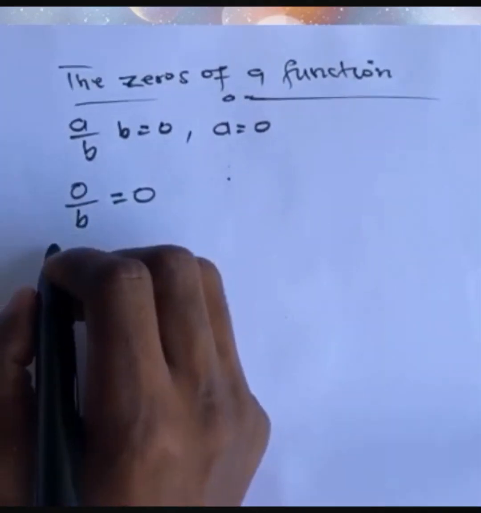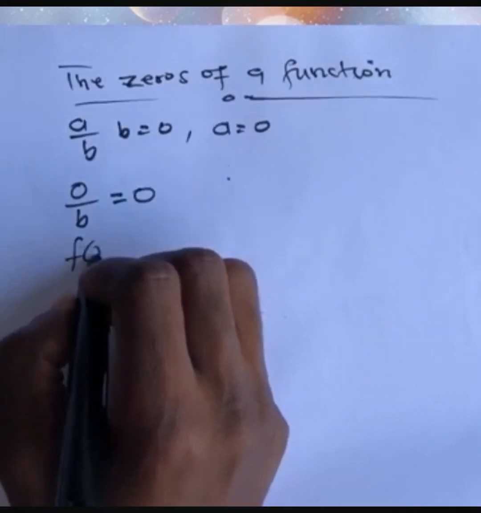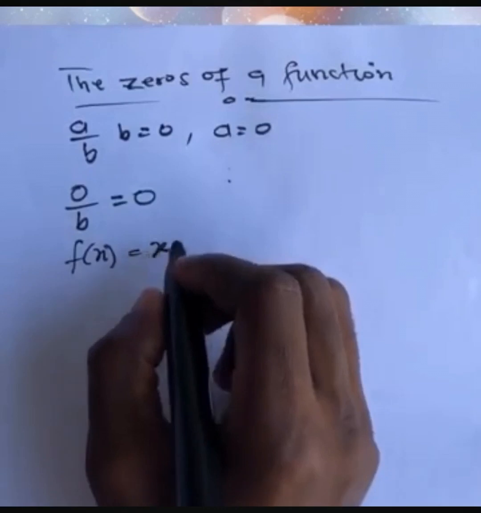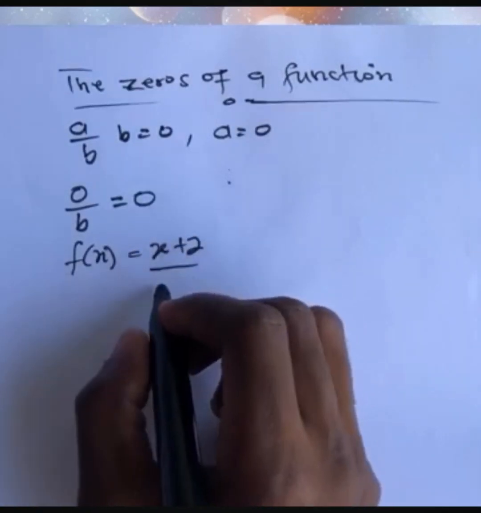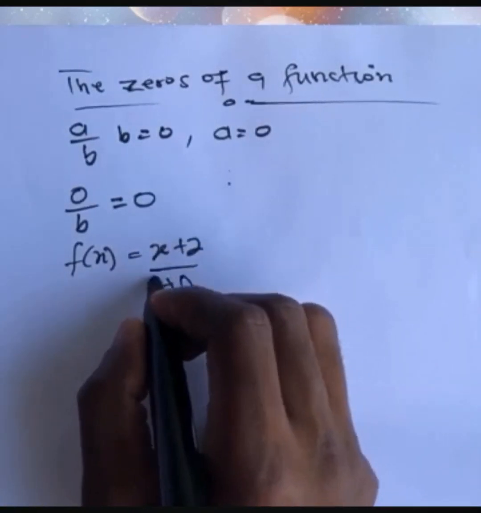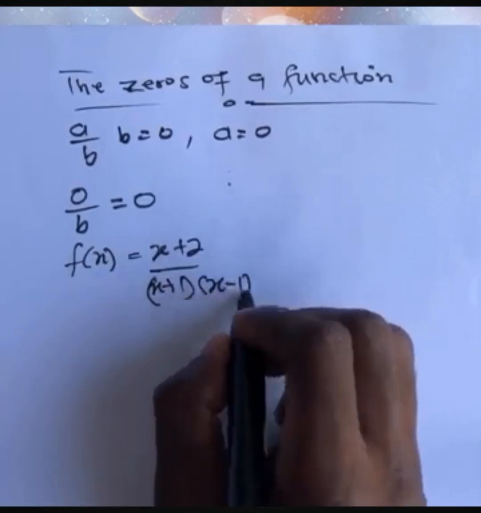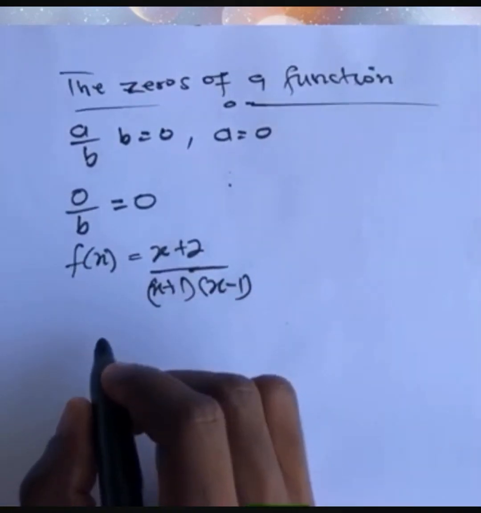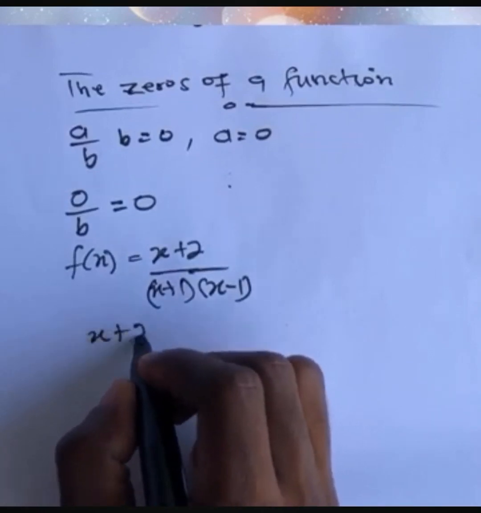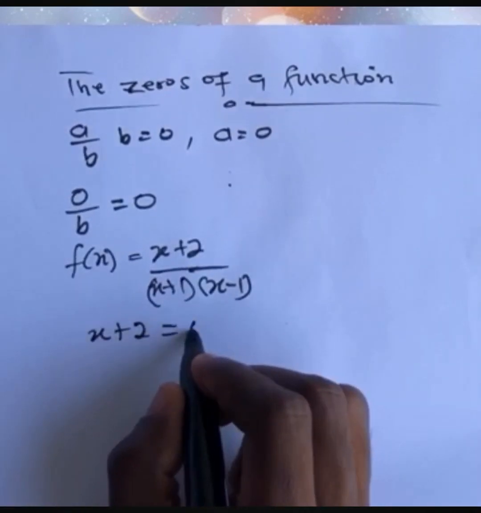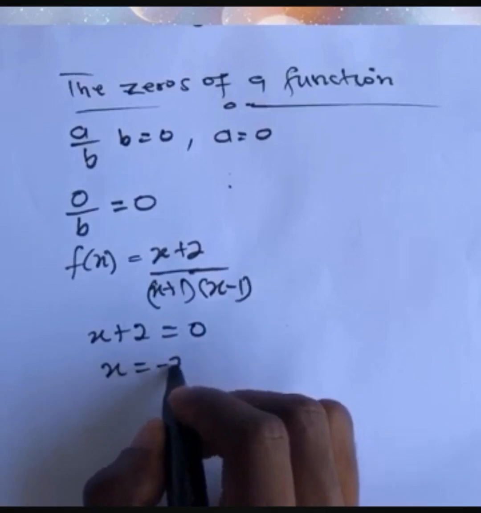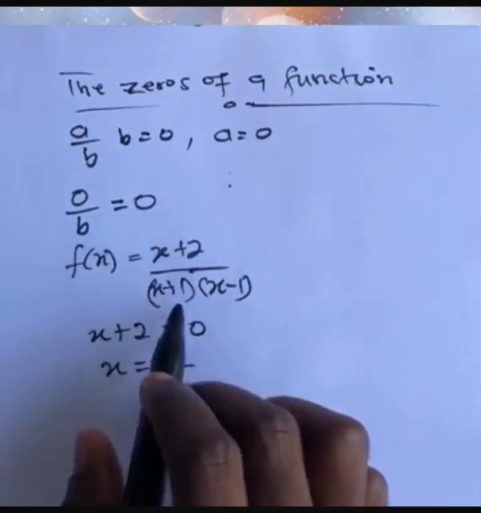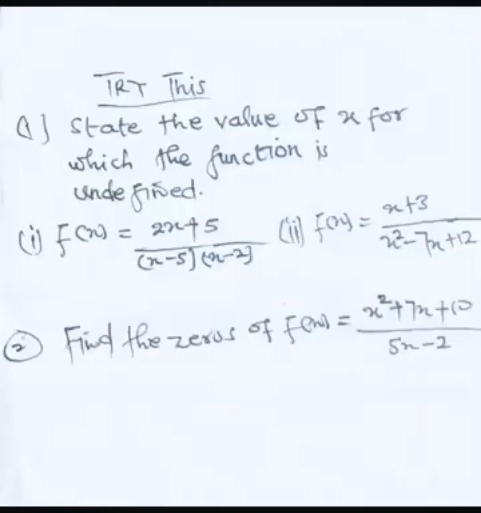So let's look at this example. If I have f of x equals x plus 2 over x plus 1, x minus 1, and I want to find the zeros of this, then it means that I have to take the numerator and equate it to 0. So x equals negative 2. Very simple. It means that when I substitute negative 2 here, I'll get 0. 0 over this will give me 0.